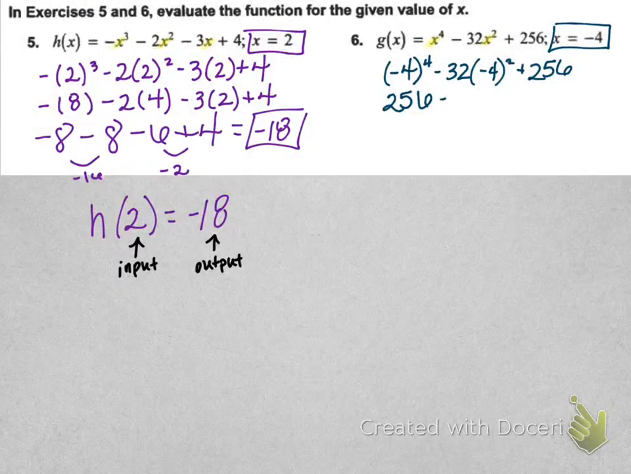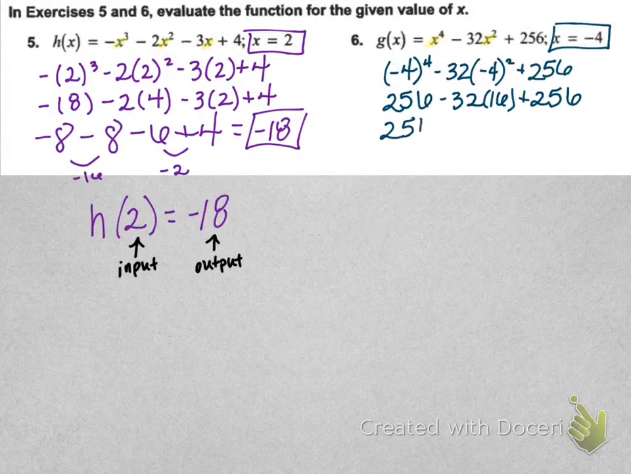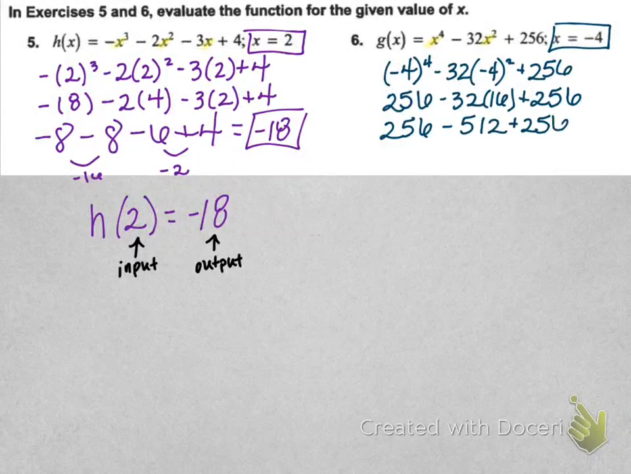-32 times -4 to the 2nd power, which is going to be positive 16, and then carry down that plus 256. One last thing we need to do is multiply our middle values here, which is going to give us a -512. We can plug this entire line into our calculator at this point, and we should get 0.